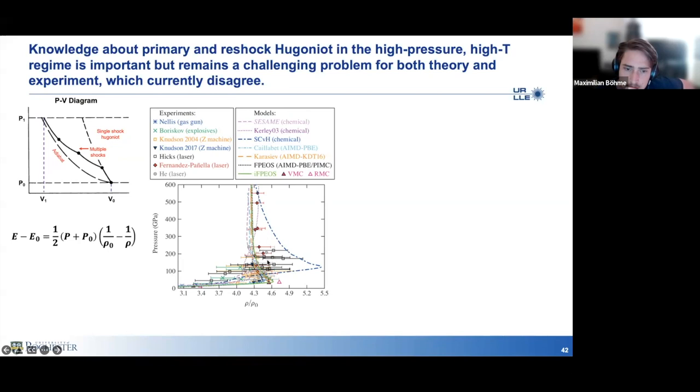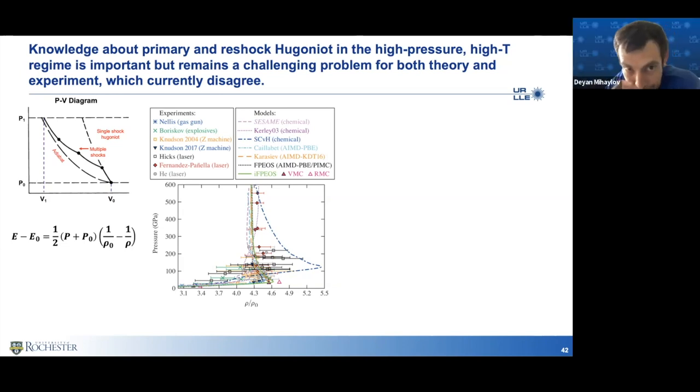The black squares are kind of old. Makes sense. And this is difficult business experimentally too, to obtain this data. As you can see, they use gas guns, explosives, Z machines, where you compress the plasma with magnetic fields.